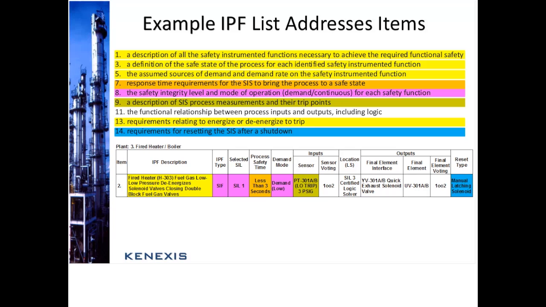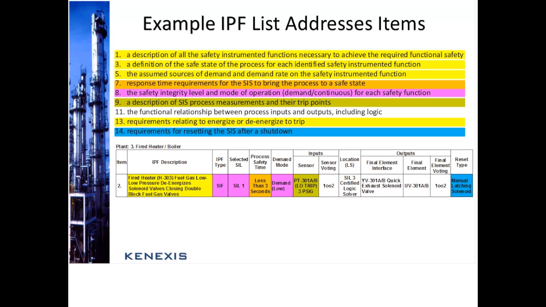And in item 11, the functional relationship between process inputs and outputs, including logic. That's in the uncolored areas, plus everything else in line with the safety instrumented function. It says that we have a sensor, the voting is 1 out of 2, it goes into the logic solver. We have final element interfaces, we have the final elements, and the final element voting is a 1 out of 2.